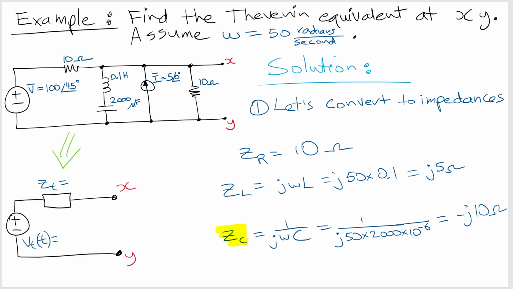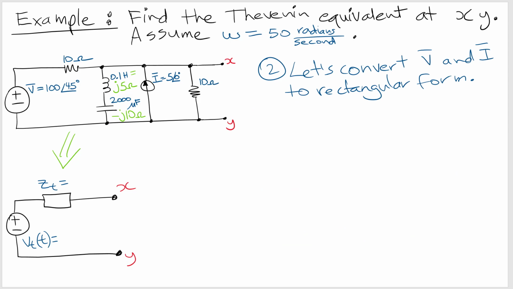And then ZC follows the same format. We know the equation is 1 over J omega C, okay? And then we know that omega is the same, 50, and C is 2,000 microfarads. That works out to minus 10 J ohms for the impedance of the capacitor. So then we'll just put in the values here in our drawing just to keep a record of them.